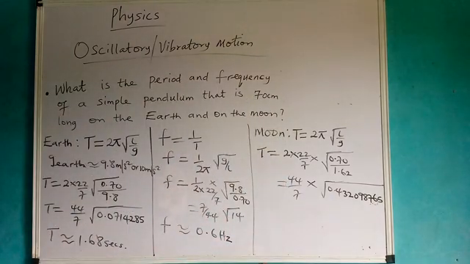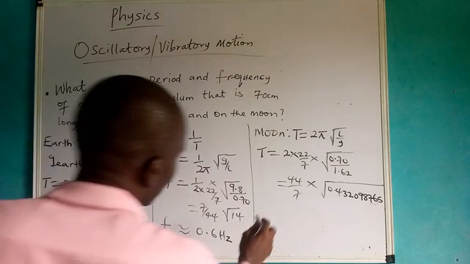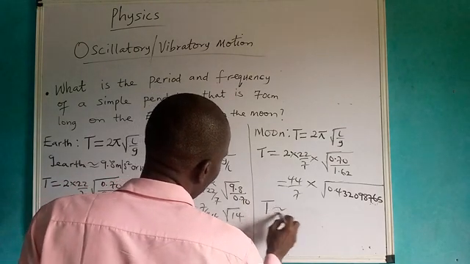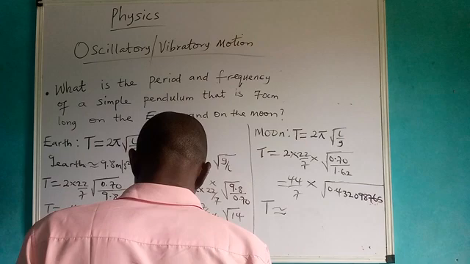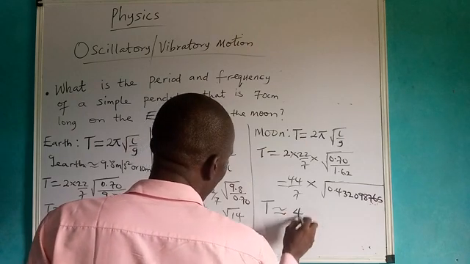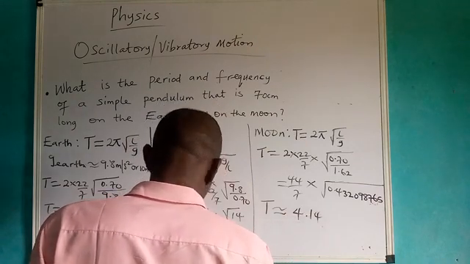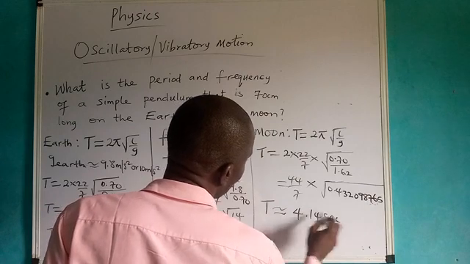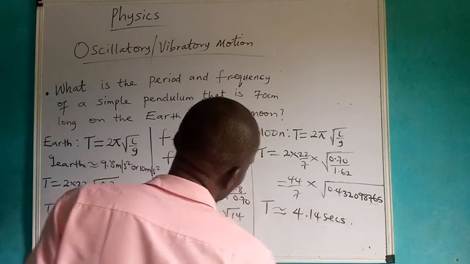Okay, from what I have here, it means that the time period of oscillation will be approximately, from the calculator, 4.14 seconds. That is what I have there.